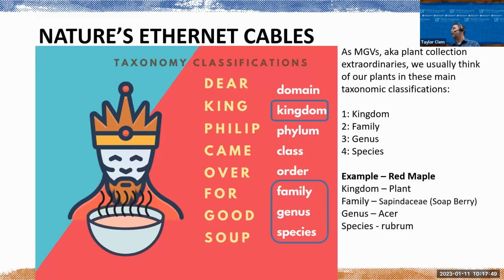Because we do know that common names, well, they're common names. You can have 1,000 common names for one plant, but the scientific name that we use in taxonomy is the very specific name for that plant. So when we think of that red maple, it's plant kingdom, Sapindaceae, Acer rubrum. So when we're talking about fungi, we have to look at it a little bit differently.